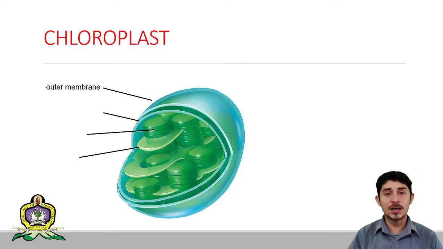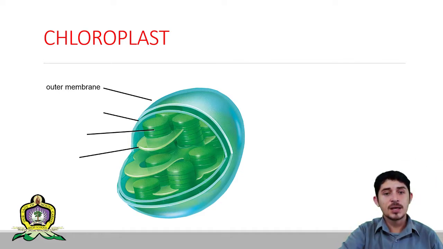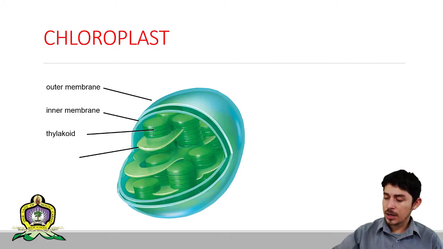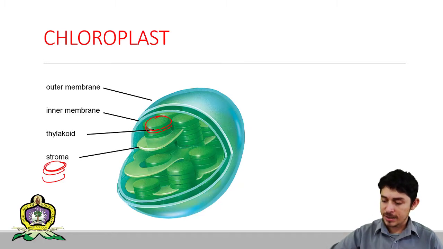And the chloroplast has an outer membrane. That means that it has a layer that protects it. It has an inner membrane. It has these tiny structures that look like biscuits. And let me just outline it. It looks like a stack of coins. If you put coins together, that's how the thylakoids look like. One specific coin would be the thylakoid. If you put all the thylakoids together, they would be known as the grana.